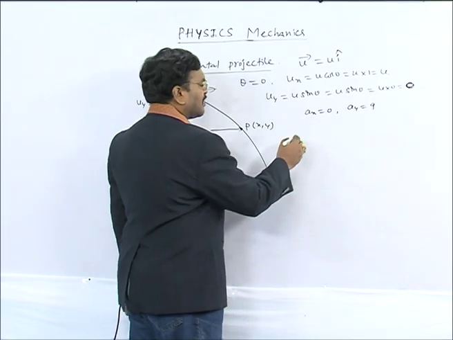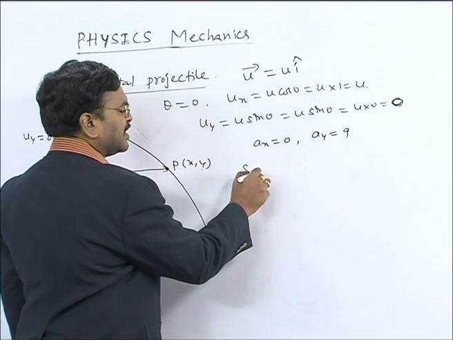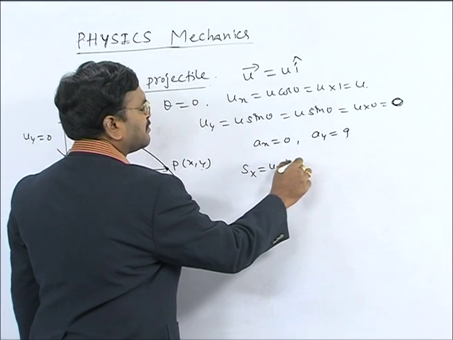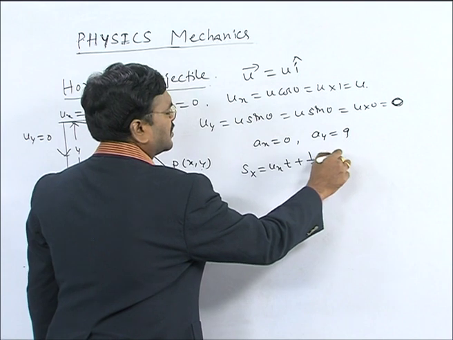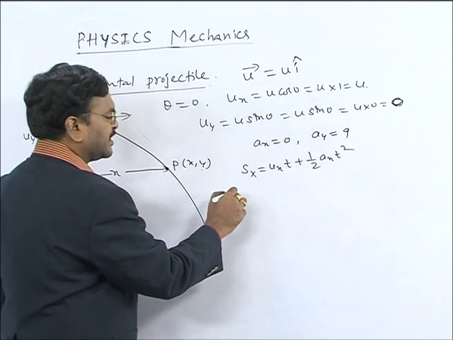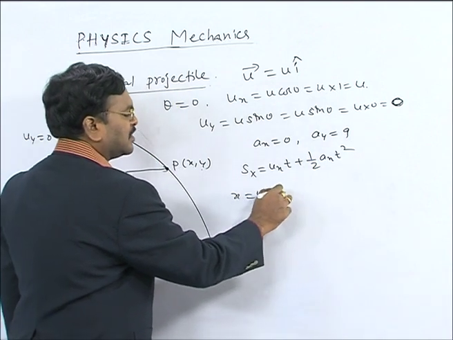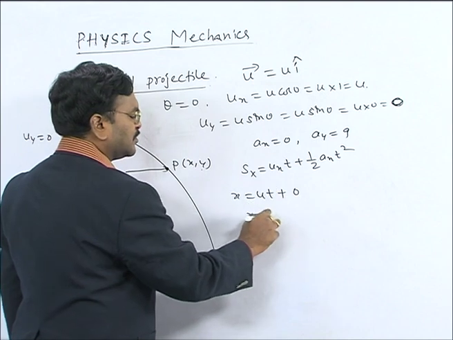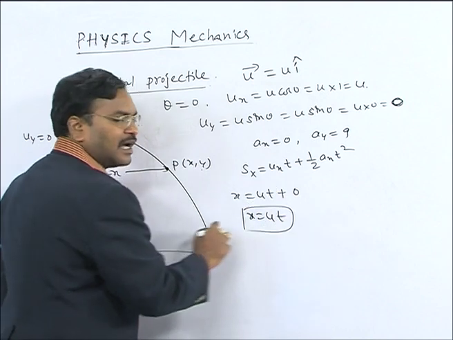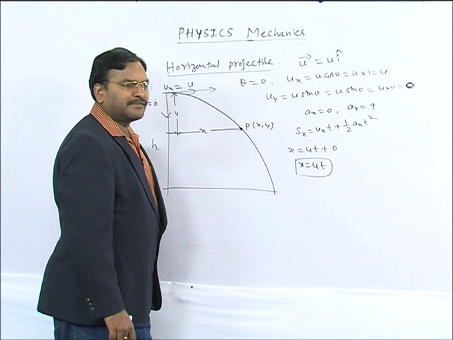Now, in the horizontal direction, displacement Sx is equal to ux t plus half ax t square. From this Sx we take x, ux is u, ax is 0, so x is equal to ut. This is the horizontal displacement of the projectile in time t seconds.